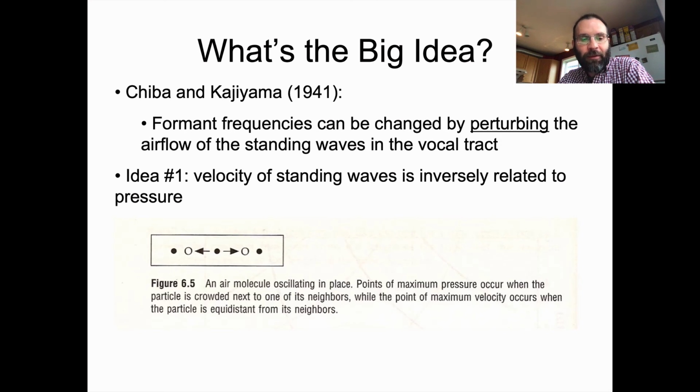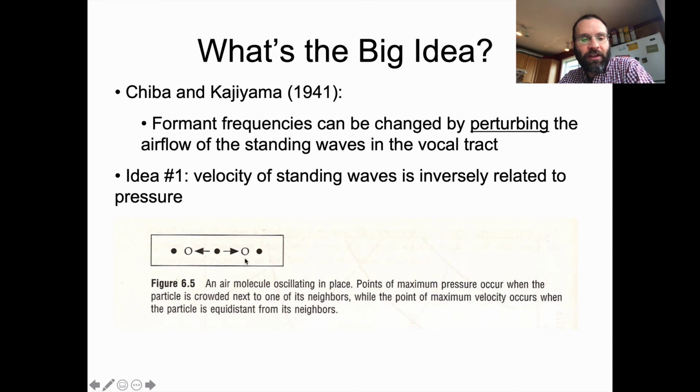And you can think about this. I've borrowed a diagram from a textbook for this, but you can think about an air molecule oscillating in place as the sound wave passes through it. When it's far away from neighboring molecules, it can move maximally freely, so it moves at a relatively high rate of speed. When it starts to bump into other molecules next to it, though, it slows down, right? Because it has to bump into something that won't get out of its way.